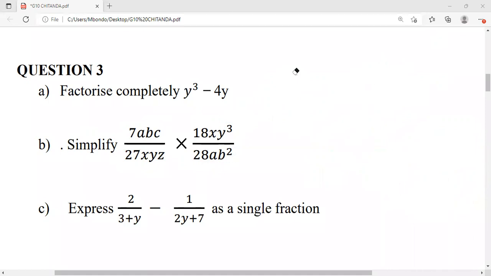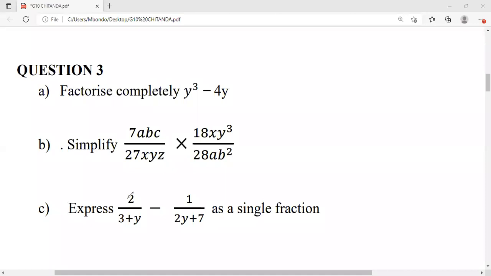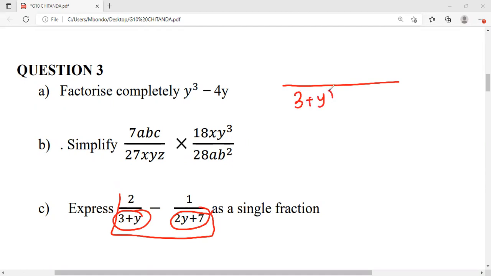If we do the last one together, you will know that these are fractions, what we call algebraic fractions. So the first thing that we're supposed to do is to find what we call the lowest common multiple, which will be these same factors. This one, we'll get it here. So we'll have 3 plus y, and this other one, which is 2y plus 7. Okay, this is our lowest common multiple.